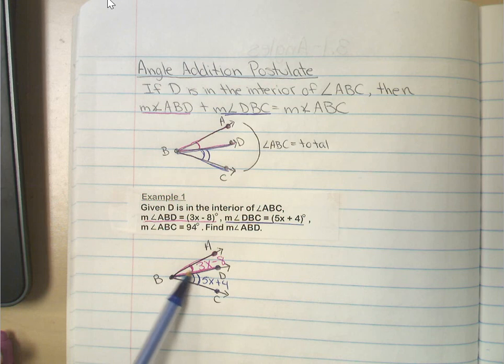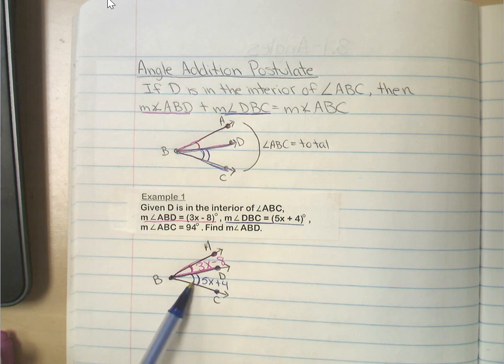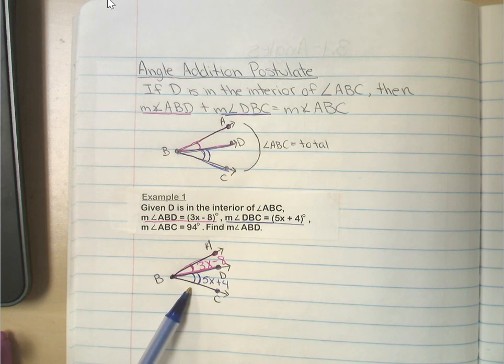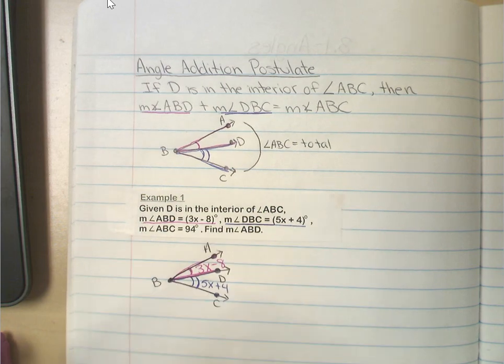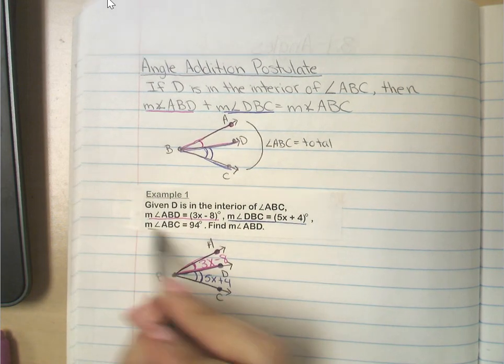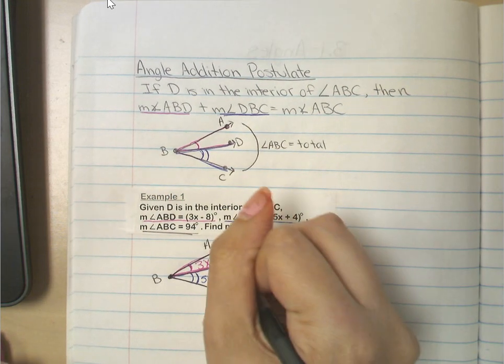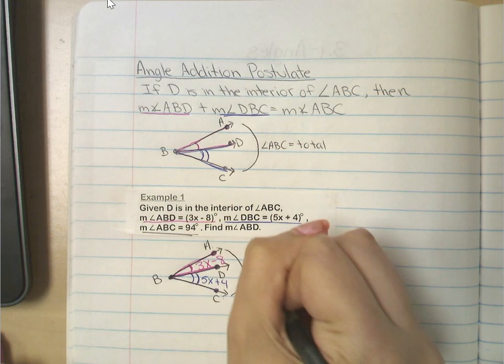Pink angle gets one line, blue angle gets two curves, like two little curves. That's just to show that they're different. They're not going to be equal, they're different. And then last piece of information, they're telling me that angle ABC is 94. ABC is the total, so the entire thing, ABC, that's 94.